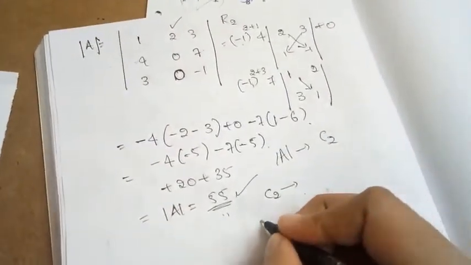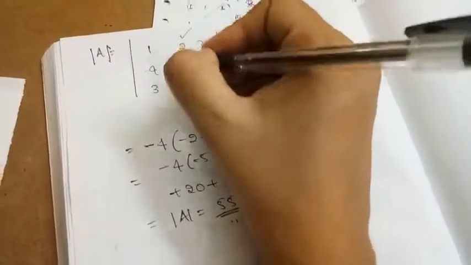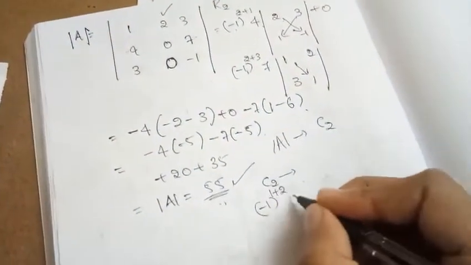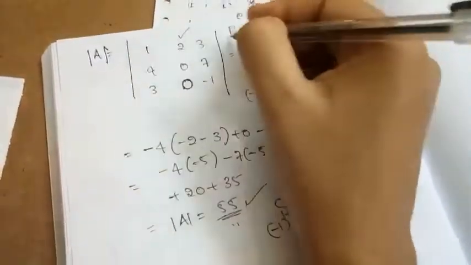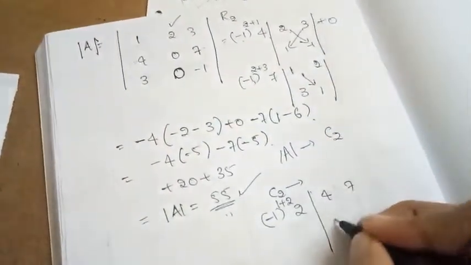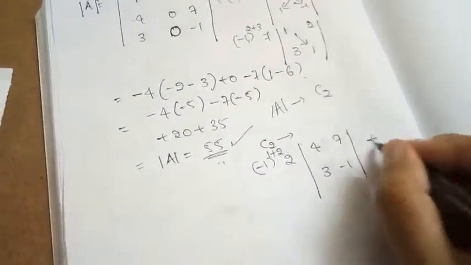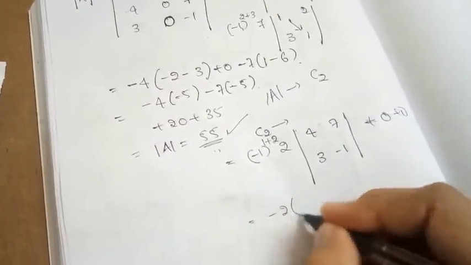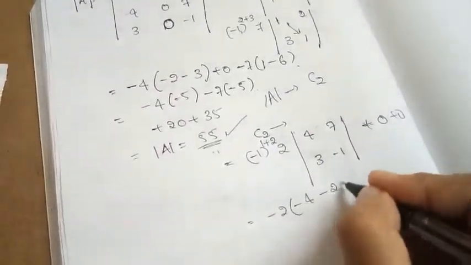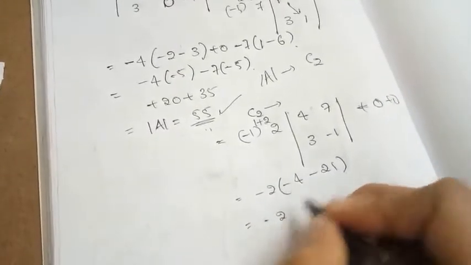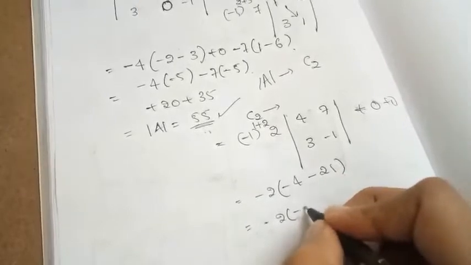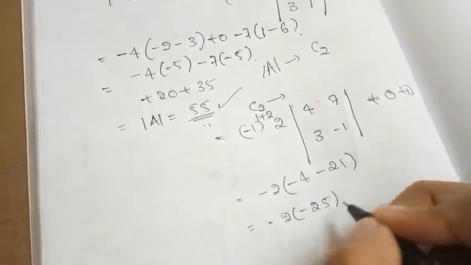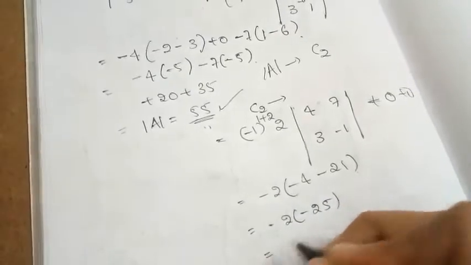Then the determinant value becomes -1 to the power, it is in the first row, second column, so 1 plus 2, 3... 2 is the element, and after deleting the row and column containing 2, the remaining elements are 4, 7, 3, -1. The rest are 0 because there are 2 zeros. Getting the value, -2 times (-4 - 21), which is -25, and -25 into -2 becomes 50. So the determinant value of that matrix, when it has 2 zeros, is 50.